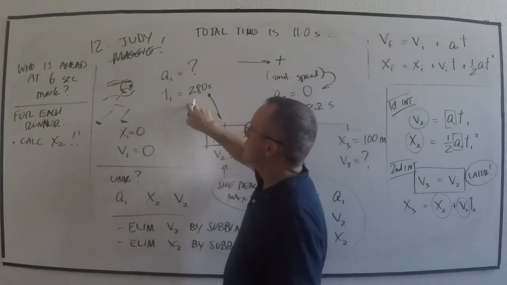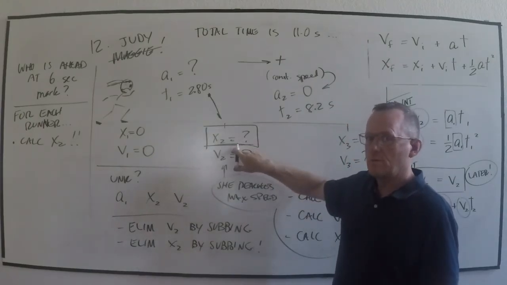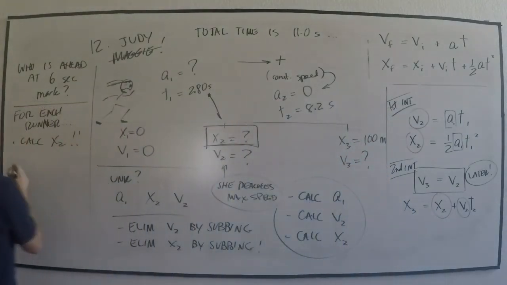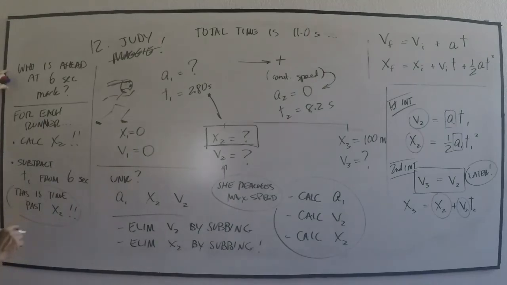So for example, for Judy, if it took her 2.8 seconds to get to her X2, then you want to know where is she 3.2 seconds later. So take the, subtract T1 from 6 seconds. This is the time past X2. Right? You're following me. Good.